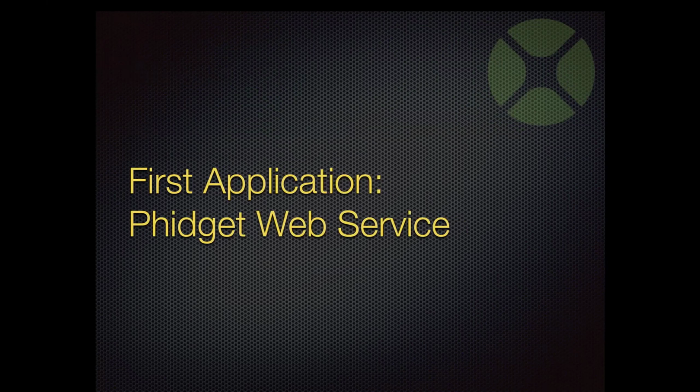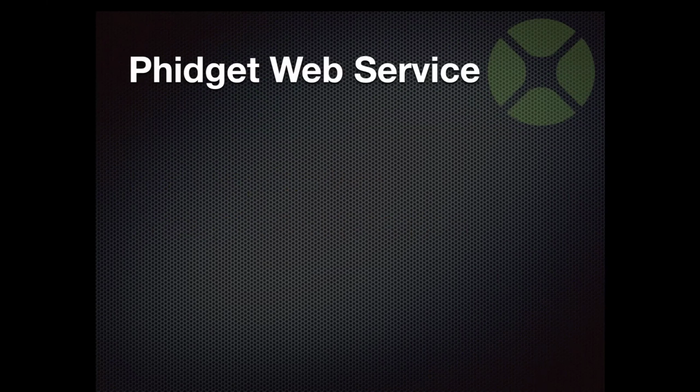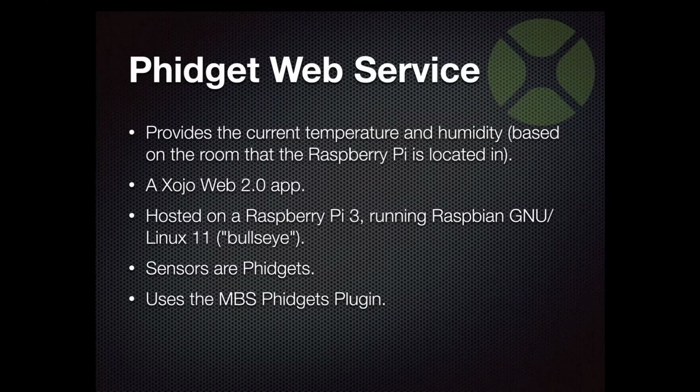I'm actually going to show two applications today. They're going to go pretty quickly through them. The first one is basically a web service or web API that uses something called Phidgets, and I'll explain what they are in just a minute. What the web service does is provide the current temperature and the humidity of the room that the web service is running in on a Raspberry Pi, and you make a request to the web service and it gives you back information about the environment of the room.